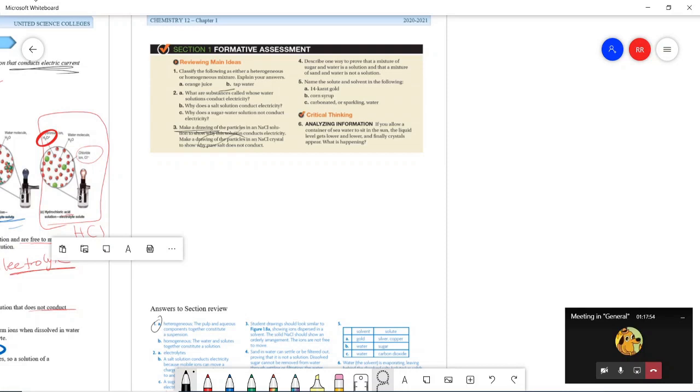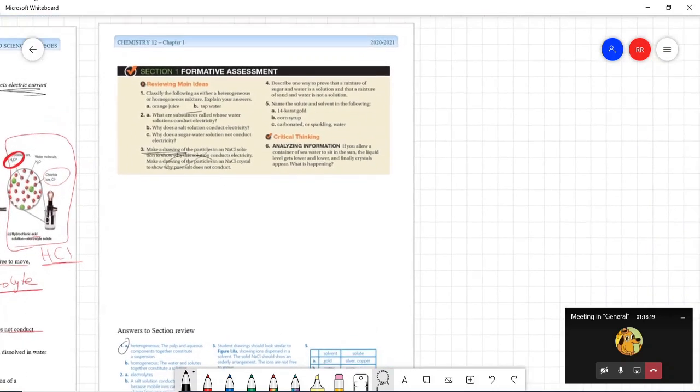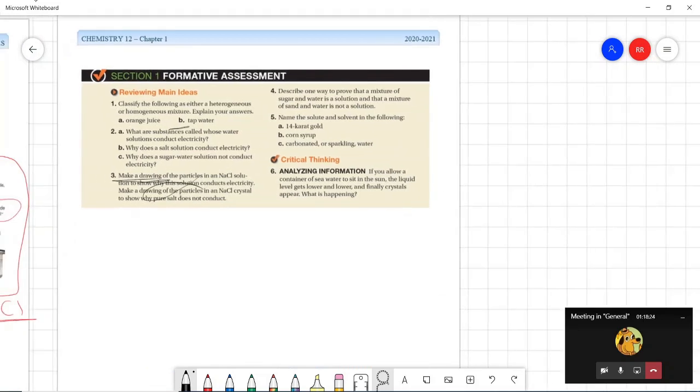For question 2B, yes. Can we say a salt solution conducts electricity because it produces ions when dissolved? Of course, that's the answer. If you look at the answer down below, a salt solution conducts electricity because mobile ions can move a charge from one point in the solution. So because they form ions, that's exactly the answer. Correct. Okay, thank you. You're welcome.